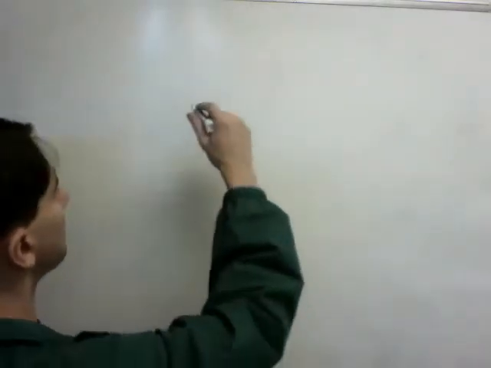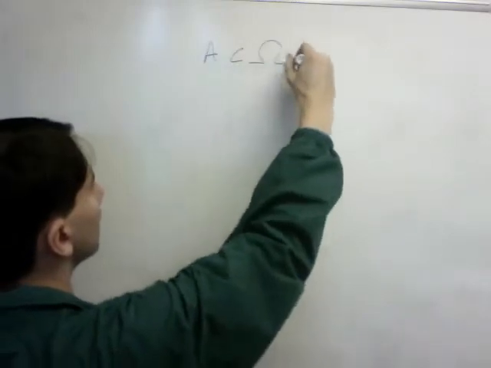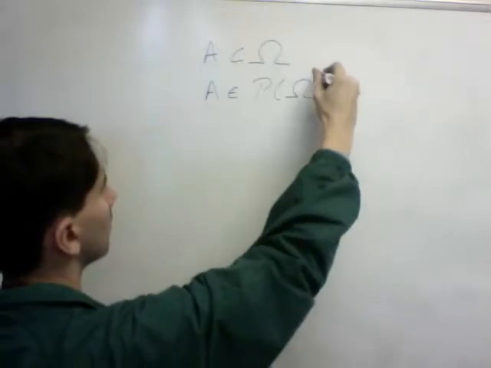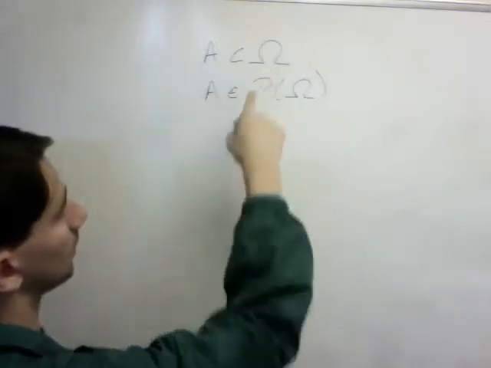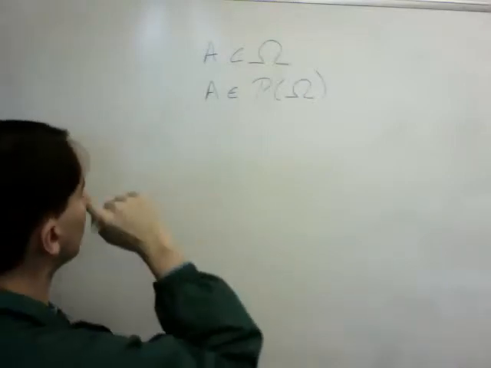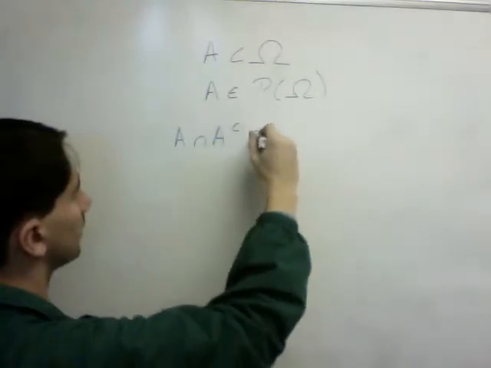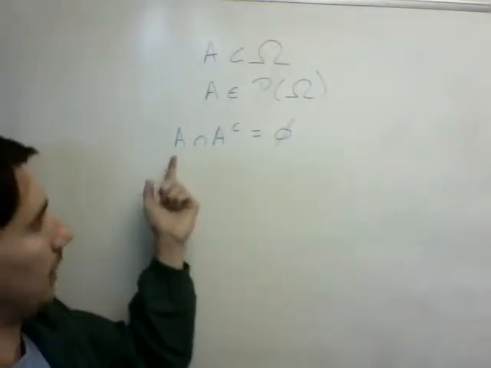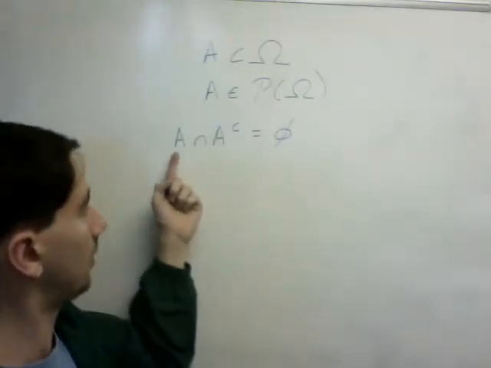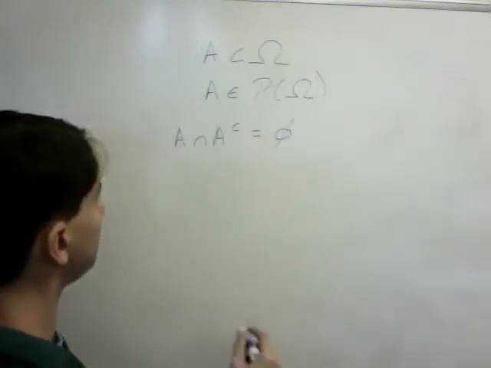So, rule 2, let's take a set A contained in omega. So notice that A is an element of the power set of omega, because this is the set containing every subset of omega. So A belongs to the power set. Then notice that A intersect A complement is the empty set. There's nothing that's both in A and not in A. So remember the intersection is, and we can't have some element in X that's in A and not in A. So this intersection is empty.